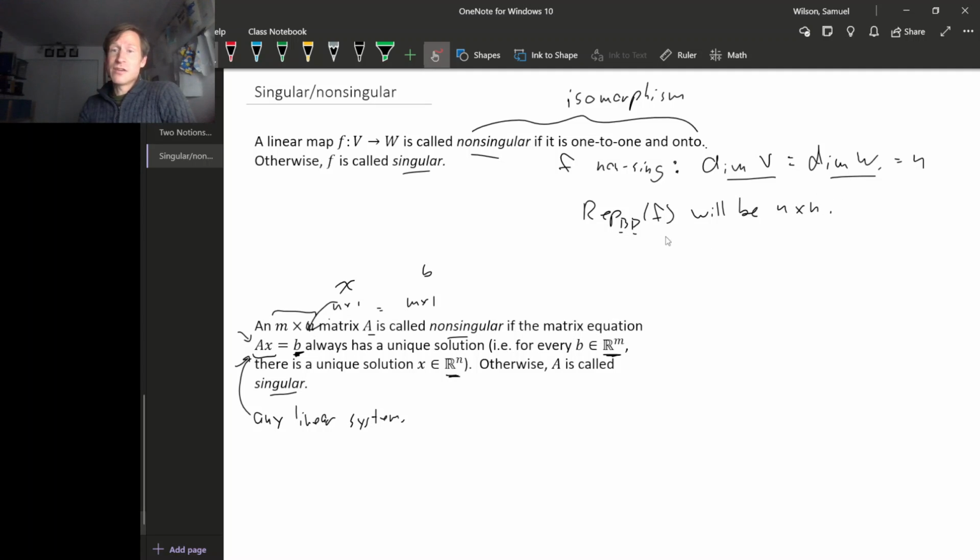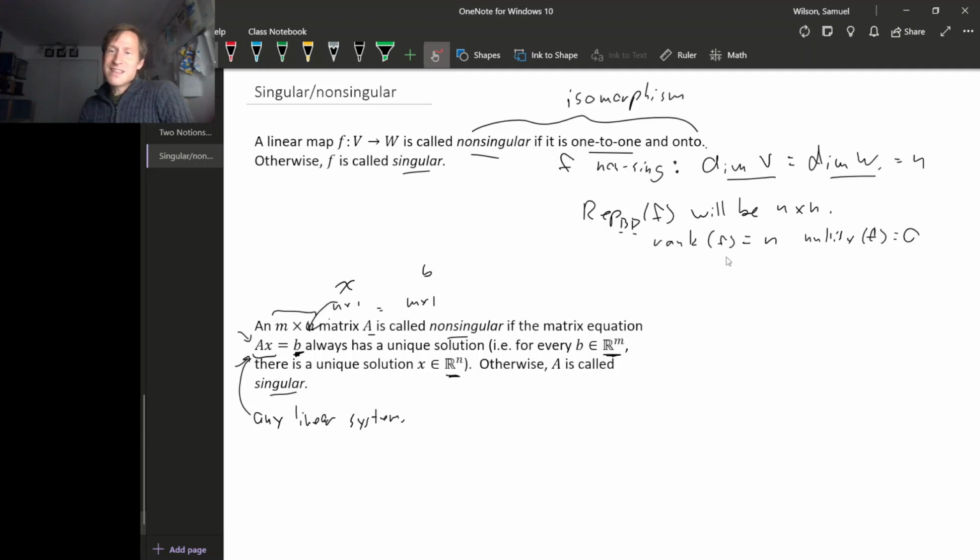On the other hand, we know that the rank of F has to be n because it's onto, so the dimension of the image has to be the dimension of the codomain, so that's n. But also the nullity has to be 0 for two reasons. One, because of the rank nullity theorem, but also if F is one-to-one, then the dimension of the null space had better be 0, so the nullity is 0.